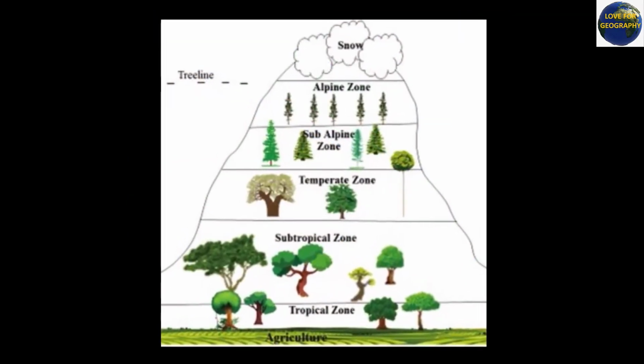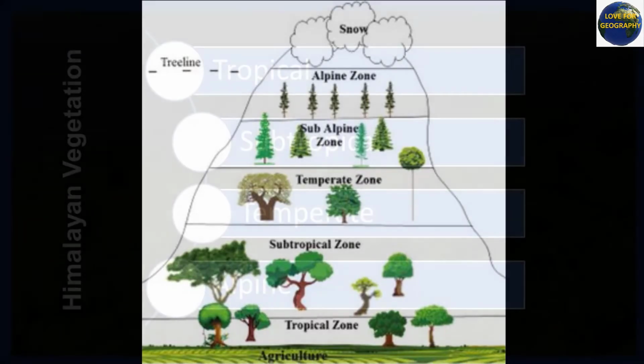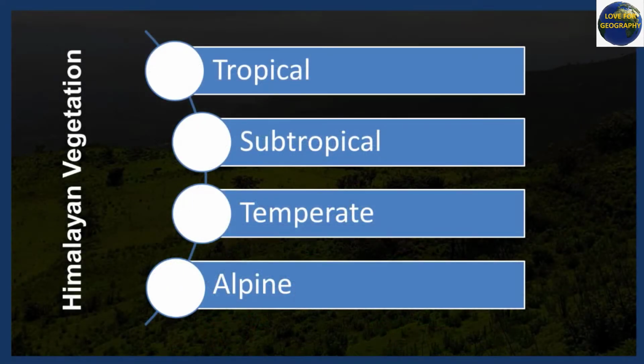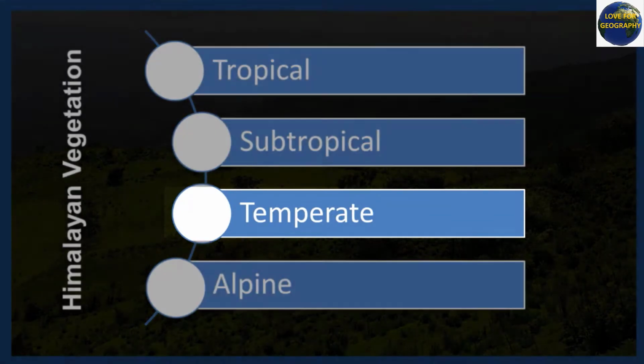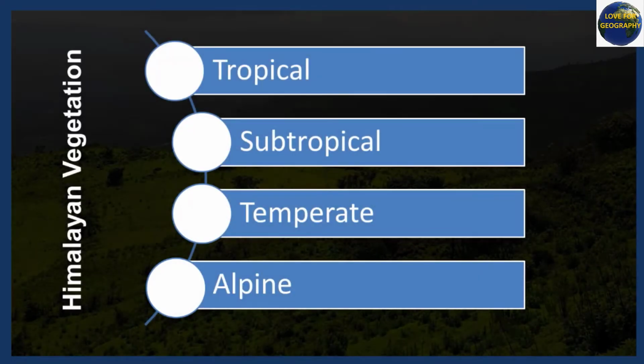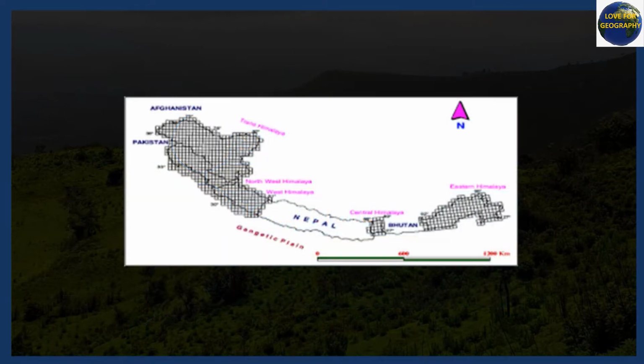That means as we go from the foothills of the Himalayas towards higher ranges, temperature drops, and that has a direct effect on the natural vegetation. Himalayan vegetation varies according to the altitude and the climatic conditions. Based on this, it can be classified into four types. Those are tropical, subtropical, temperate, and alpine. Now, we will divide Himalayan vegetation into two parts. Those are the Western Himalayas and the Eastern Himalayas.